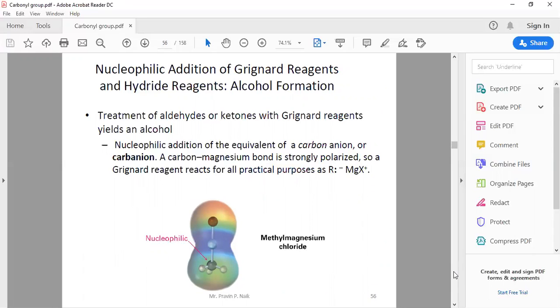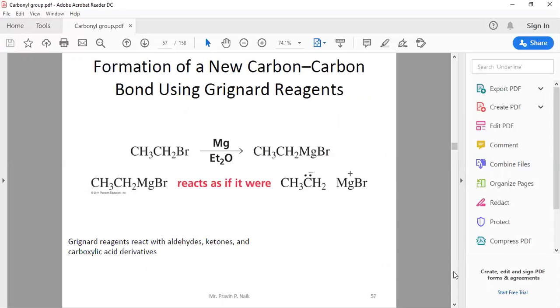Next reaction is the Grignard reaction. So, nucleophilic addition of Grignard reagents and hydride reagents. This reaction you have already studied in the 12th standard. So this is the reaction which indicates the formation of Grignard reagent.